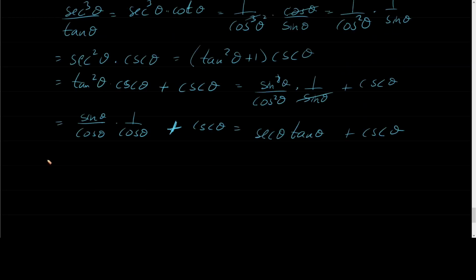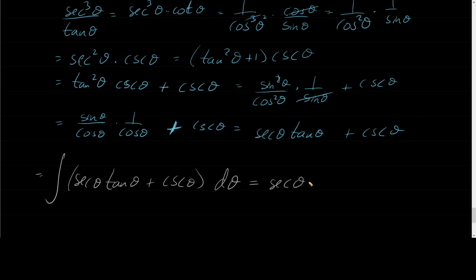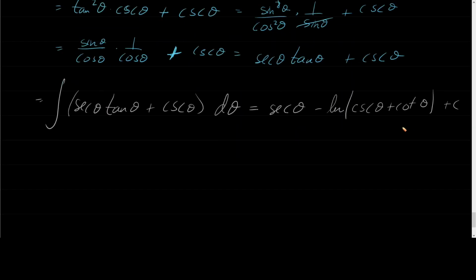So what do we get now? Well, we get the integral of secant theta tan theta plus cosecant theta d theta. But the integral of secant theta tan theta is just secant theta, right? Because the derivative of secant is secant tangent. So the integral of secant tangent would just be secant. And then the integral of cosecant is negative ln of the absolute value of cosecant theta plus cotangent theta, right? Technically plus c, but we're about to change all these values, right?